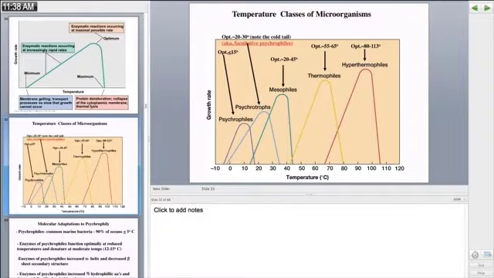They can love these really high temperatures. There are also archaea that do very, very well as psychrophiles. So these have optimal growth temperatures of less than 15 degrees centigrade. But notice where their maximum is, below 20 degrees centigrade.